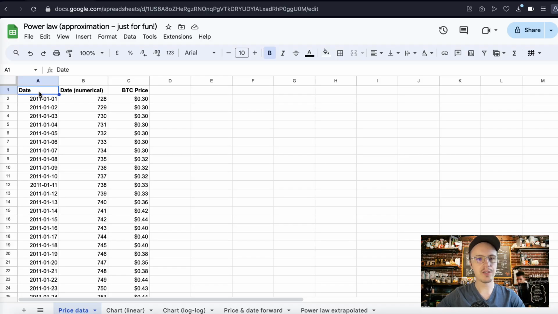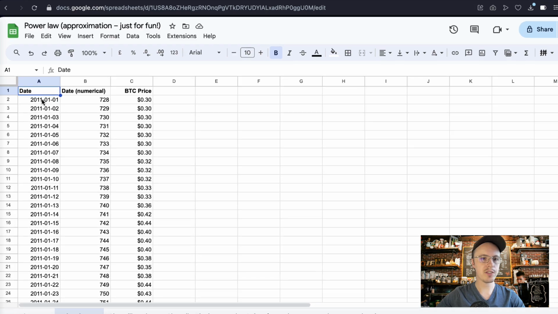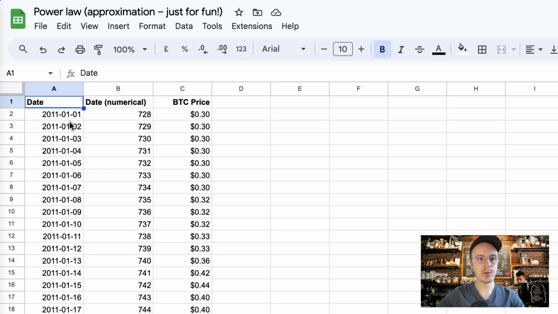Okay, so here I am in Google Sheets, and I've got some data here. In the first column, I've just got the date from 1st of January 2011 all the way till today. The next column, I've got a numerical representation of that date. And I've just taken the number of days from when Bitcoin started, which was the 3rd of January in 2009. And that was 728 days until 1st of Jan 2011.